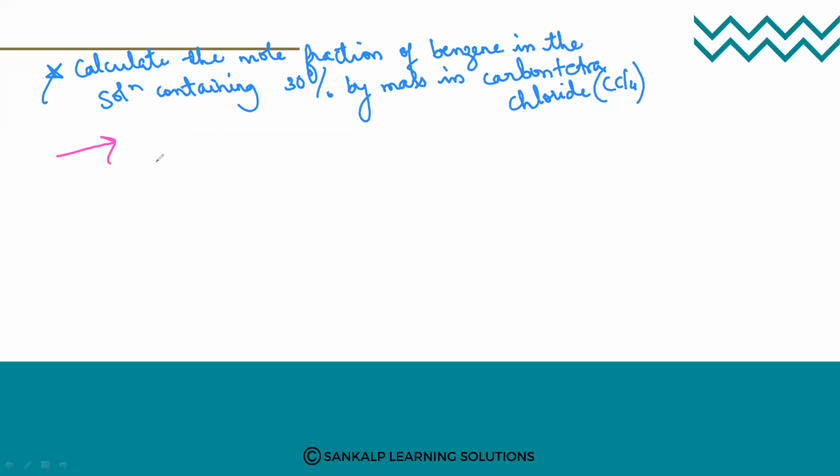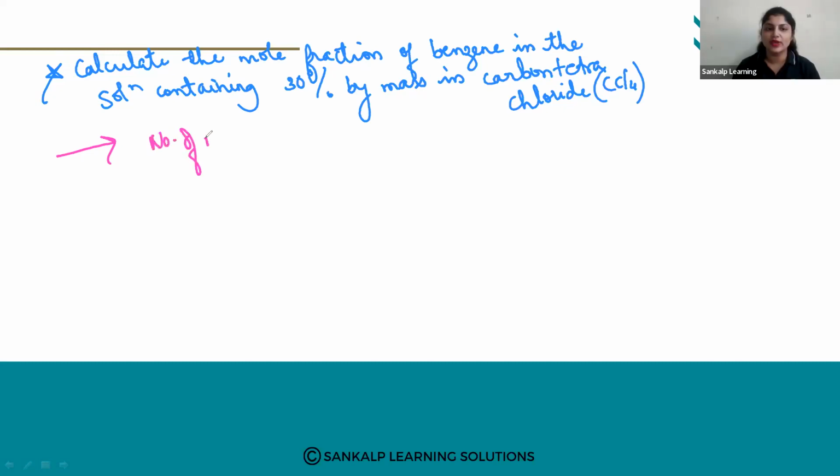Number of moles of the molar mass of the carbon tetrachloride, ma'am. Yes, first you have to find the number of moles. Now, how do you calculate number of moles? First, you calculate the number of moles of each component. First, we'll start with benzene. Now, calculate the mole fraction of benzene in the solution containing 30% by mass in carbon tetrachloride.